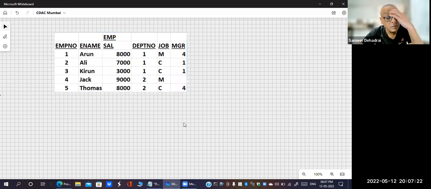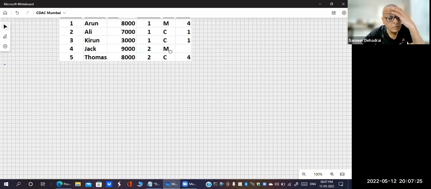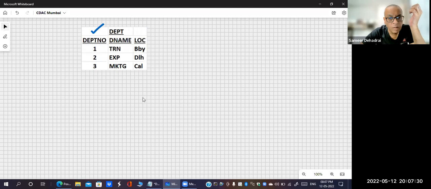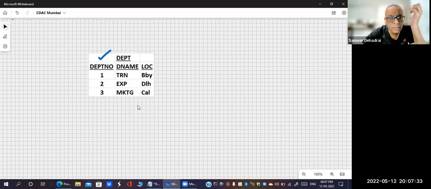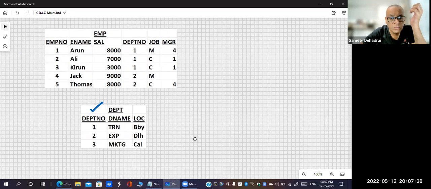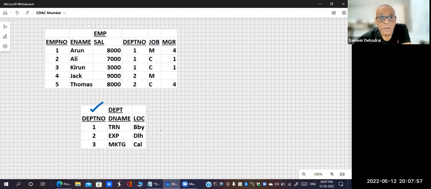To explain this, along with the EMP table, I'm going to require a department table, the same one that we had created earlier. I'll just bring it over here. Students, I want you to compare the department table and the EMP table. You will observe that the department number column is common in both the tables. And on the basis of this, we had written joins earlier.